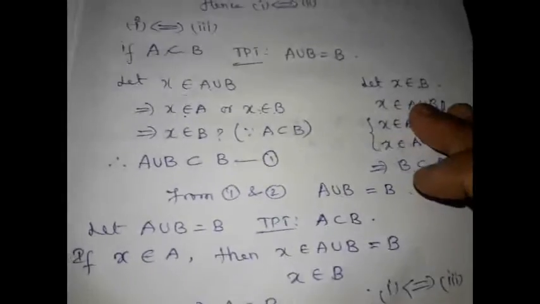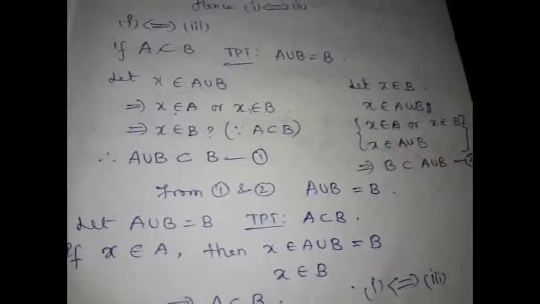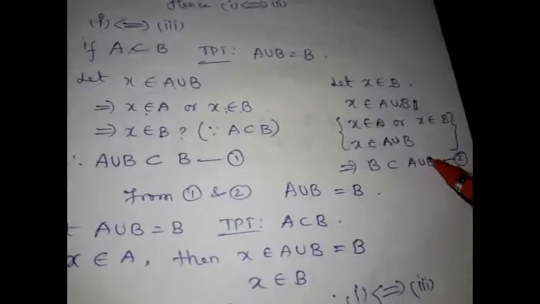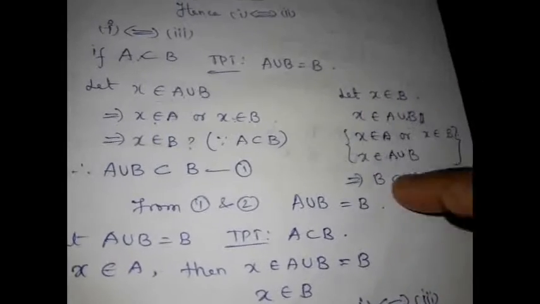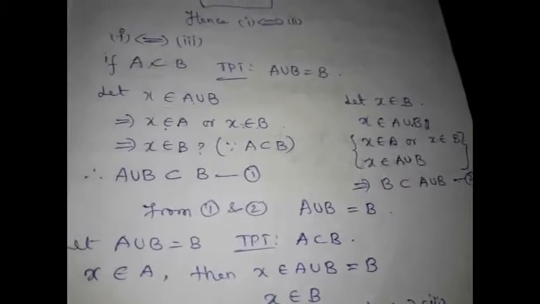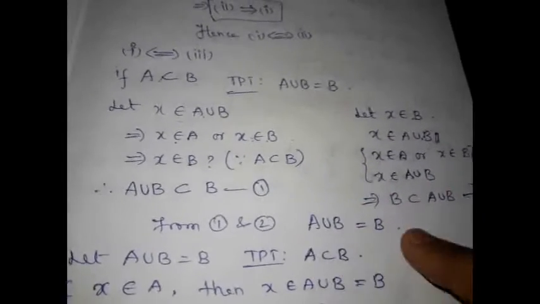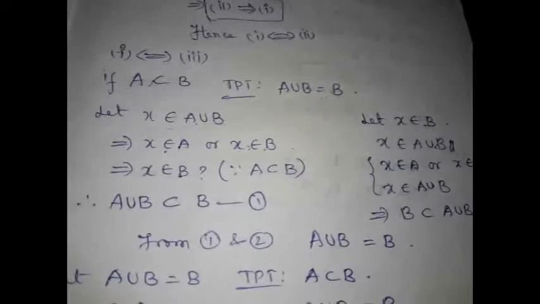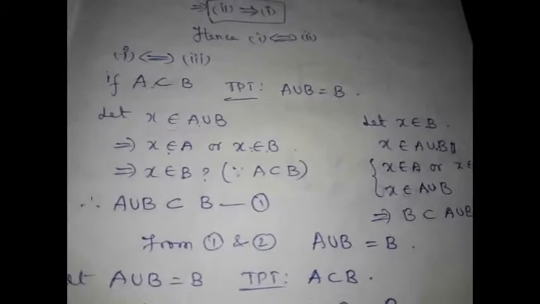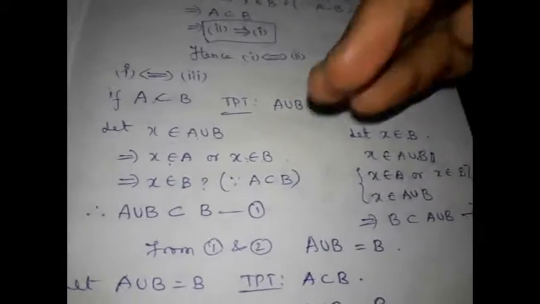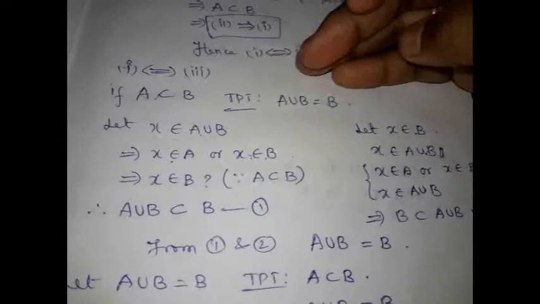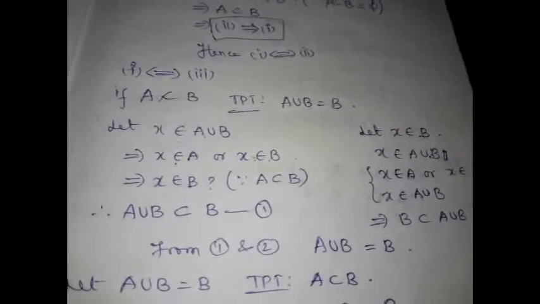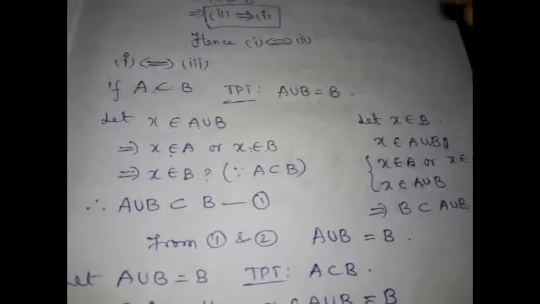The other way round is very easy to prove. B is obviously a subset of A union B because every element of B will be in A union B. So from these two you can prove A union B is equal to B. Again and again I am repeating, this is the general procedure to prove two sets to be equal. You start from an element in one set, apply all your definitions, and arrive at the conclusion.